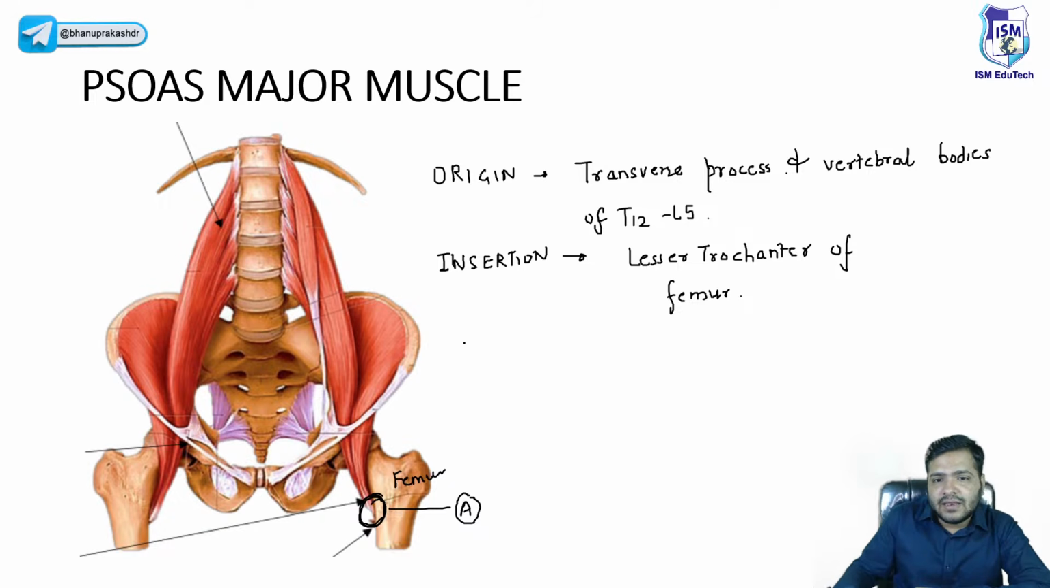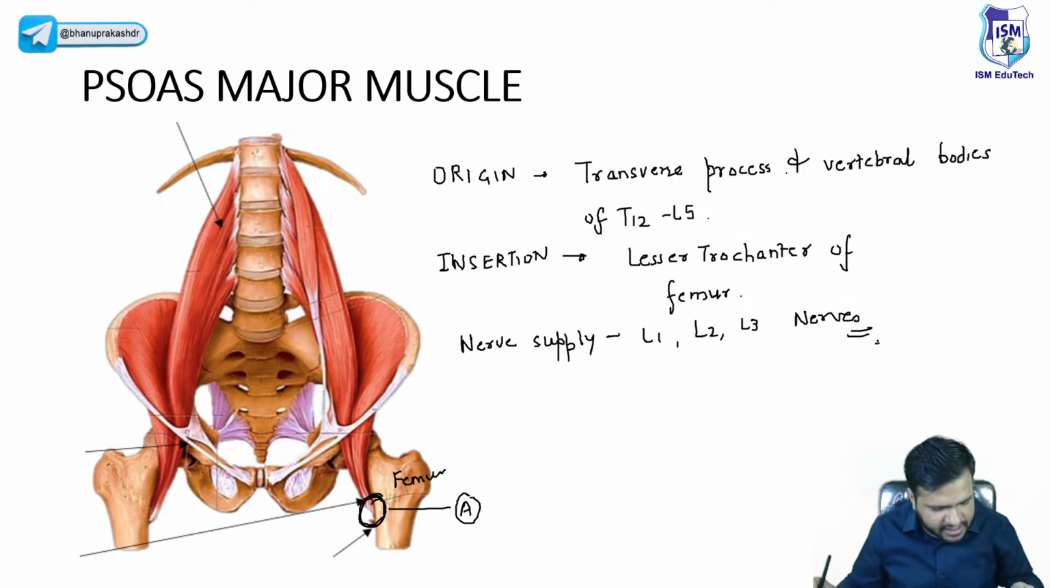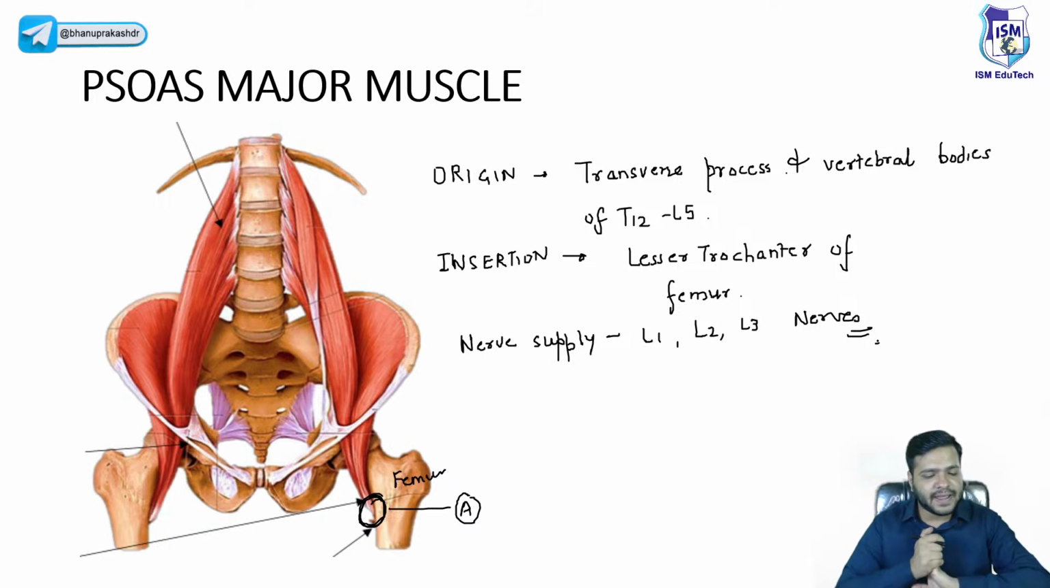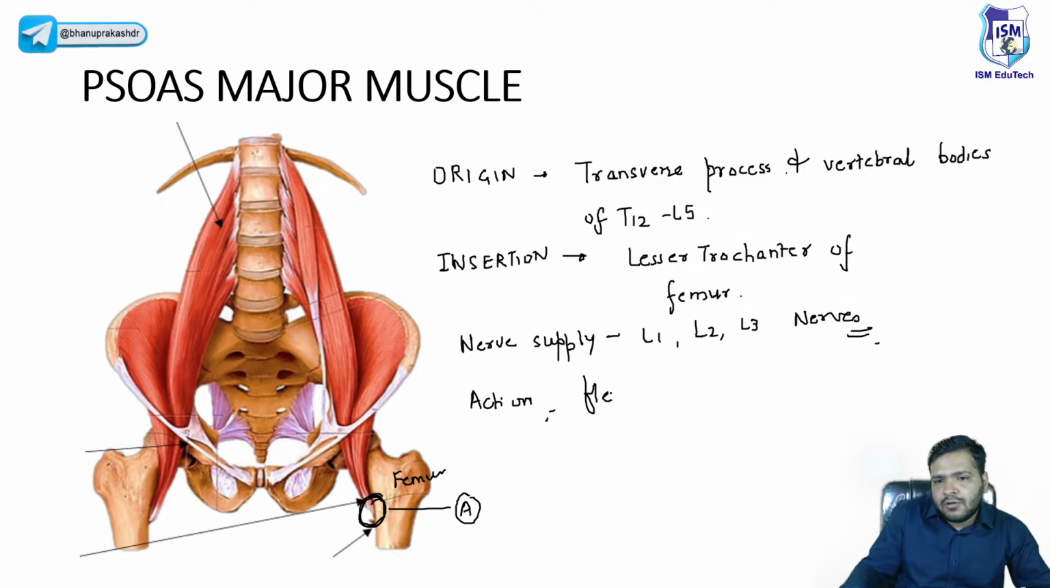And nerve supply. Remember, it is L1, L2 and L3 nerves. Yes, very good. It is the lesser trochanter of the femur, and the nerve supply is lumbar spinal nerve 1, lumbar spinal nerve 2, and lumbar spinal nerve 3. Apart from that, if we focus on the action, it helps in the flexion of the thigh.